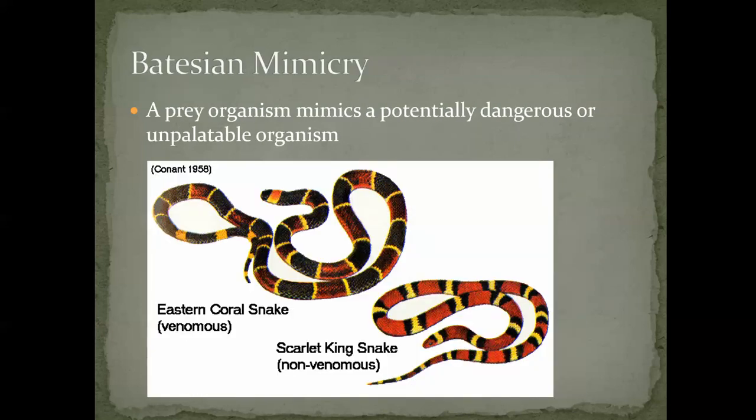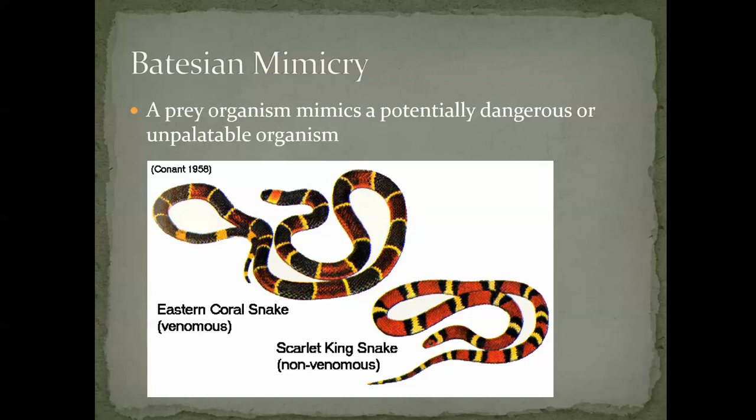Now let's talk about Batesian mimicry. Batesian mimicry is when a non-poisonous or a non-venomous organism mimics one that is venomous or poisonous. So for example, we have the eastern coral snake here, which is a venomous snake. But scarlet king snakes, like on the lower right, they mimic the color patterns of the coral snake. So that way a predator who wants to eat the snake might think it's venomous and leave it alone. So once again, this doesn't happen because the snake wants to look like the coral snake.